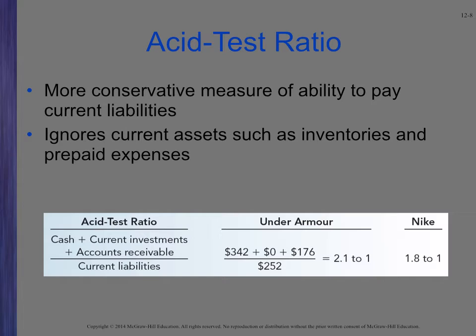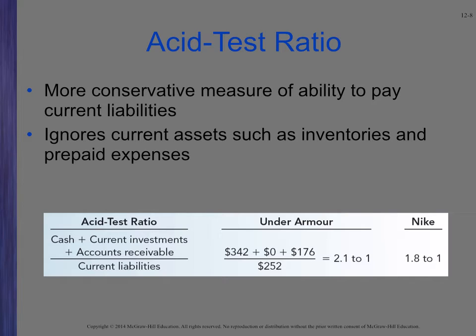Don't forget, in this formula, certain things are eliminated from the current assets. So which aspects of the balance sheet are eliminated? Inventories and prepaid expenses are eliminated from the current assets. For this reason, the acid test ratio may provide a better indication of a company's liquidity than the current ratio.